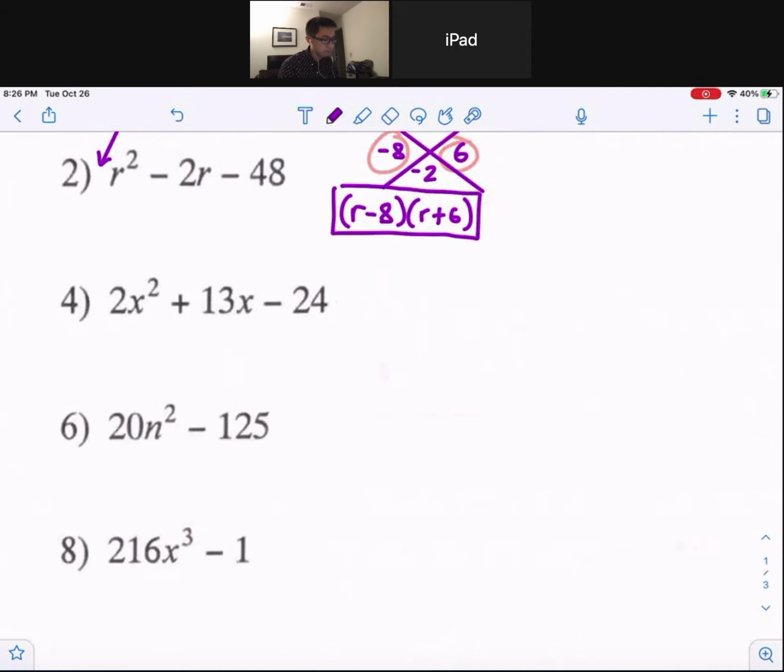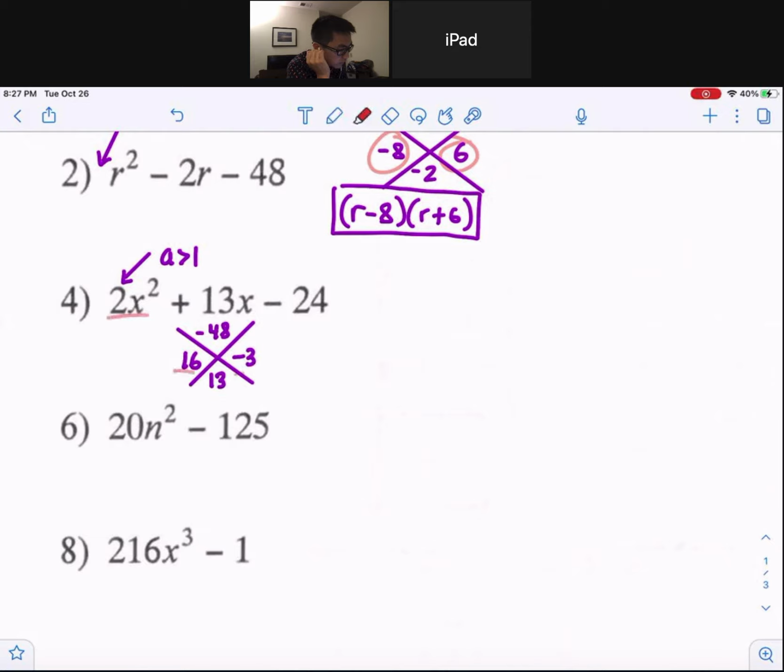Number 4. Can't factor out anything, so now we just gotta factor. This is an a is greater than 1 case, which is another x method and then grouping. A times c up top, so 2 times negative 24, negative 48. On the bottom, 13. Two numbers that multiply to negative 48 but add to 13. That's 16 and negative 3.